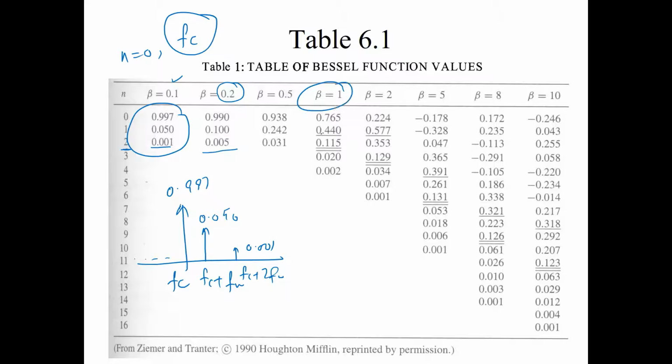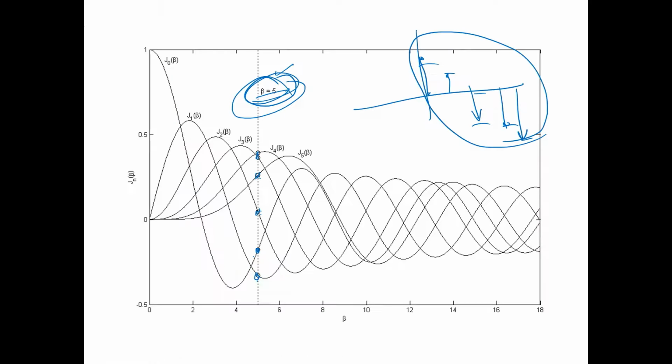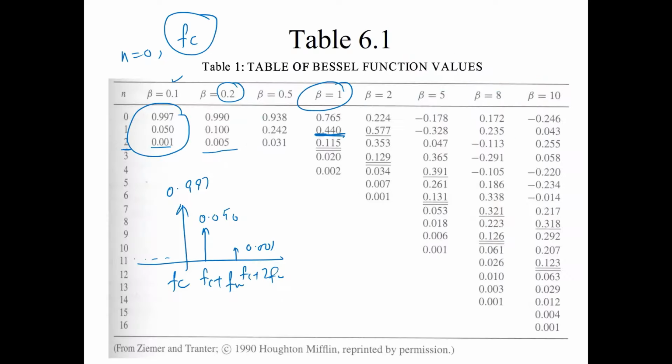Now for example, beta is 1, so the dash values are reflecting the negative values. So for example this is 0. Here we will have the negative values. I'm sorry, this is not the negative, the dash negative is represented here. Okay, so let me plot this one.